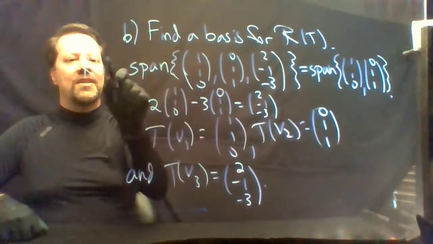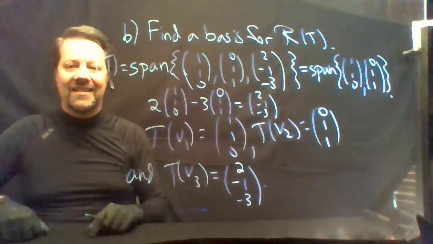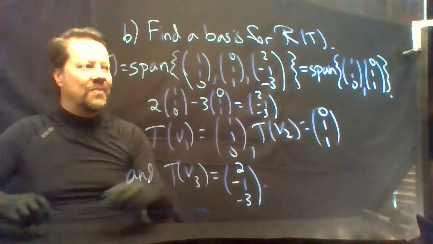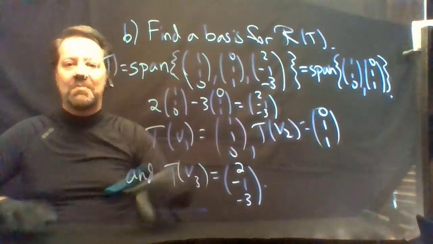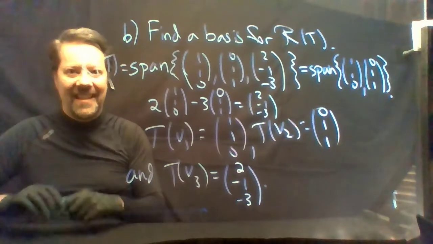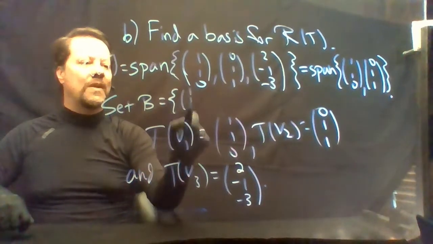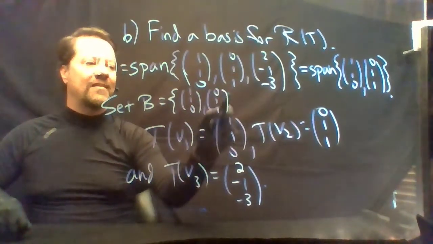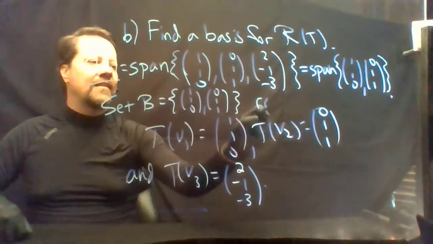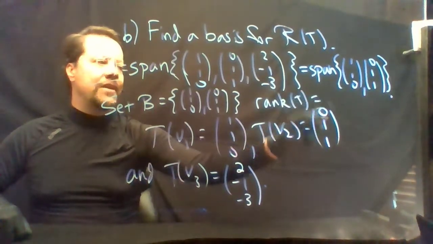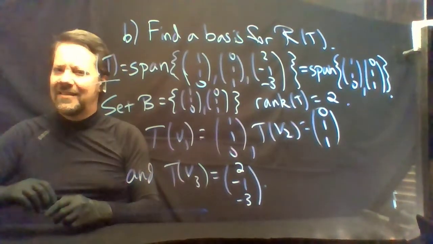So the range is the span of the first two vectors, and the first two vectors are linearly independent. So we have ourselves a linearly independent spanning set for the range. That gives us a basis. We'll set B to be the set that contains 1, 1, 0 and 0, 1, 1. That will be a basis for the range. That tells us then that the rank of this linear transformation is 2, since the basis has 2 elements. Next, find the null space.